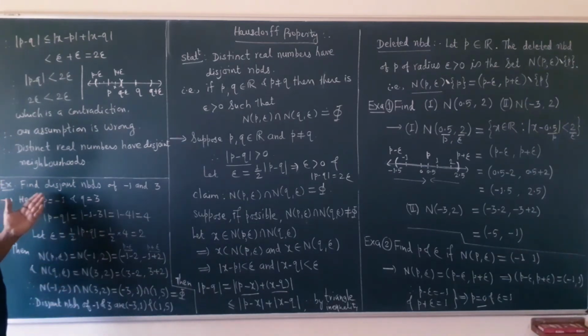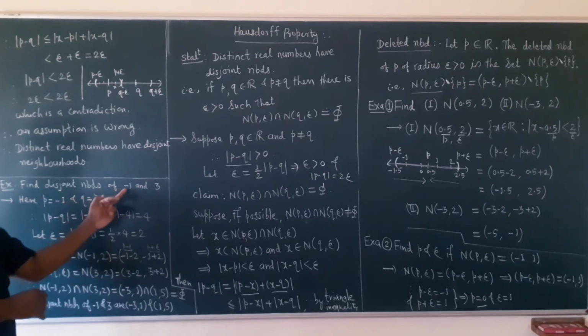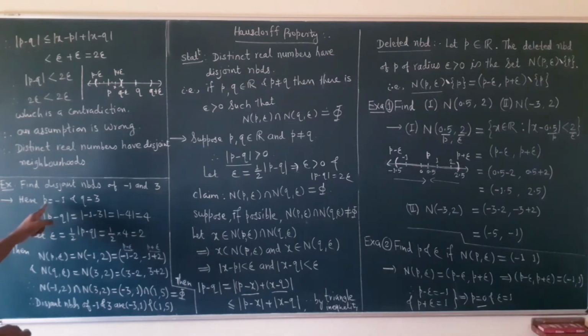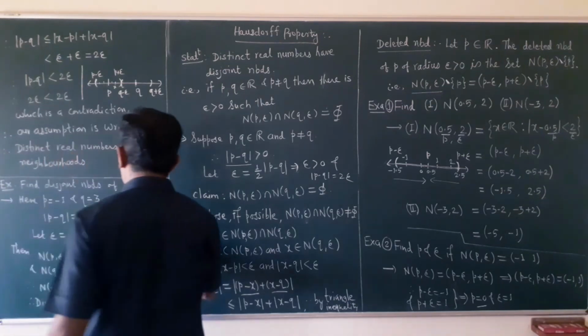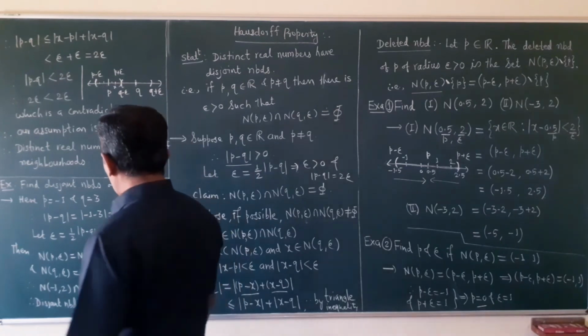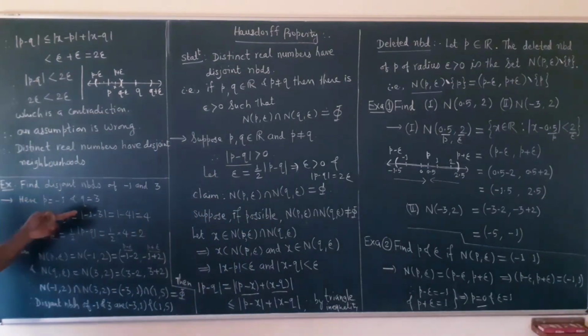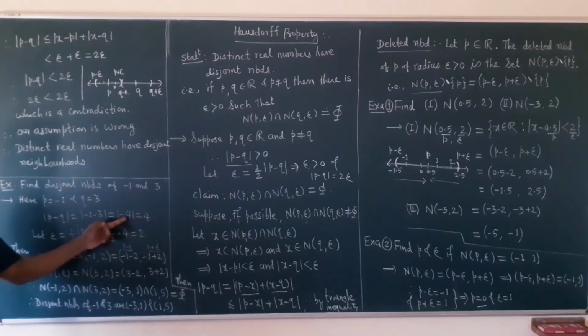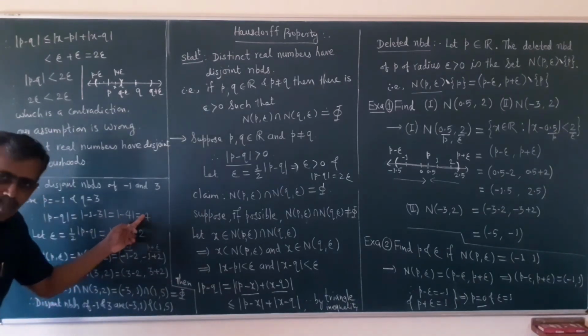Now, see another example. Find the disjoint neighborhoods of minus 1 and 3. So, here suppose P is minus 1 and suppose Q is 3. So, what is mod of P minus Q? Mod of P minus Q is mod of minus 1 minus 3, so this is mod of minus 4. What is mod of minus 4? Mod of minus 4 is 4, right?